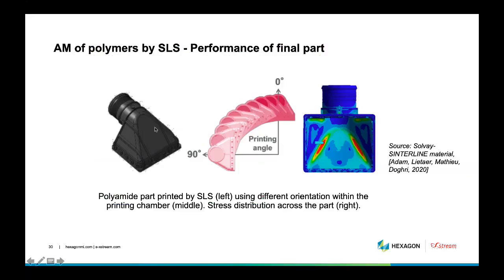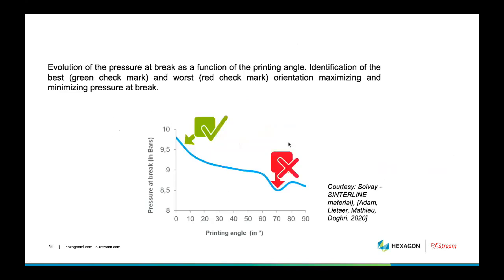Okay. Yes. So this is a part that I showed an animation of the manufacturing by additive manufacturing earlier. And I said that I showed two examples where the part was printed in two printing directions. Here, actually, this is a material provided by Solvay. And here we have a simulation of the manufacturing using different printing angles from 0 degrees to 90 degrees. And we see the influence of the printing angle on the performance of the final part.